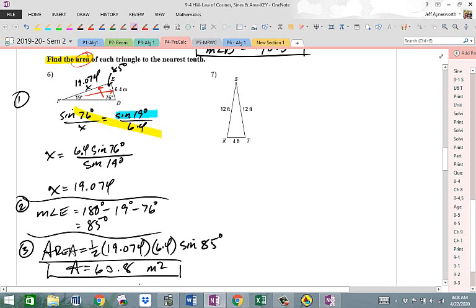Okay, last problem here. We need an angle between the two sides. So I'm going to solve for angle R first. This angle is opposite of side 12, and I'm going to use the law of cosines. So 12 squared is equal to the other two sides squared, 12 squared plus 4 squared, minus 2 times those two sides, times the cosine of the angle, which in this case is angle R.